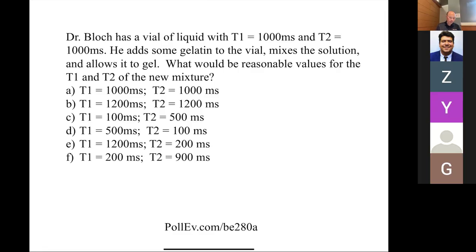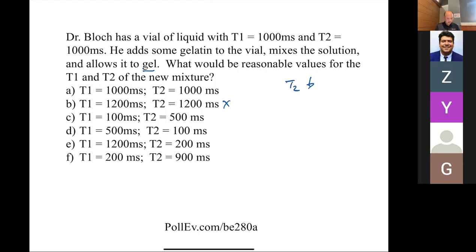Okay, so we've added gel. So is the tumbling rate going to go up or down? It's going to go down, right? So we're assuming that things aren't going to be moved. So we know that T2 probably has to go down, right? So therefore, I guess this can't be correct, right?